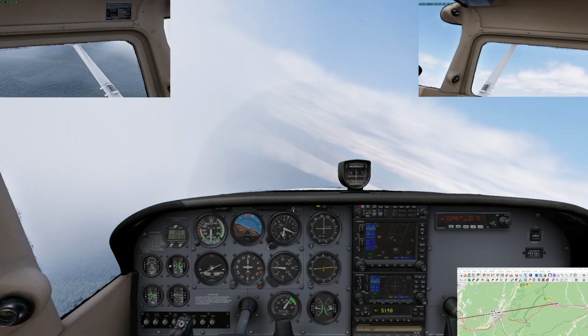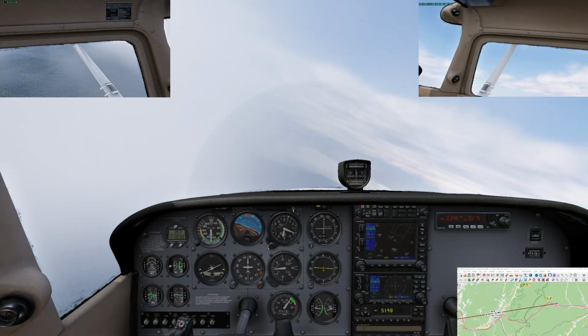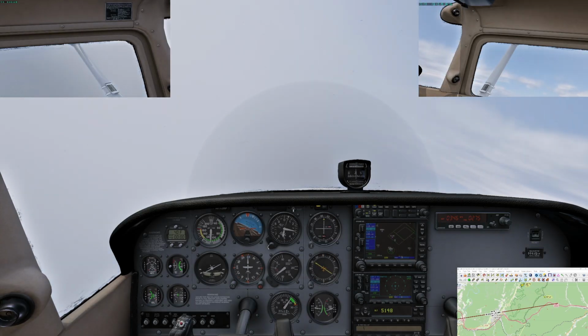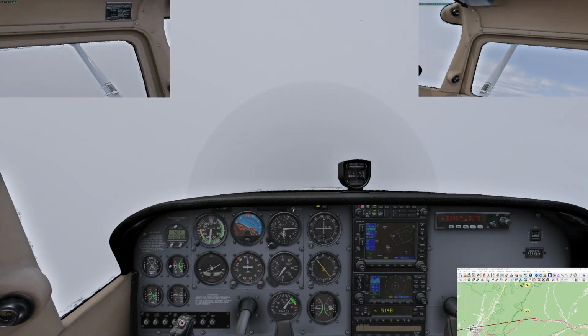240 to intercept. We want to intercept 270 to the station. If we stop at 270, guess what? We are going to parallel. There's some downdrafts again. Let's take a look at that. So we're going inbound 270.